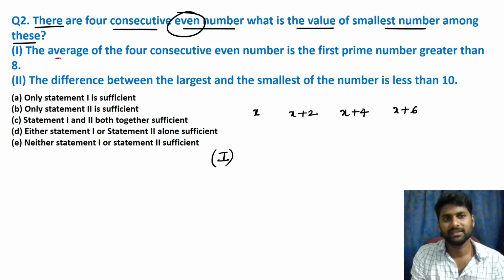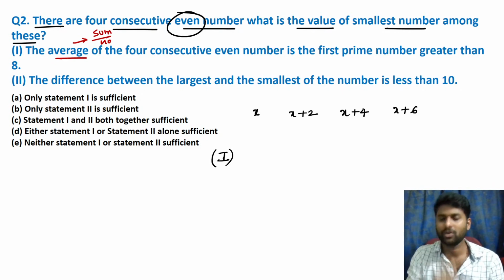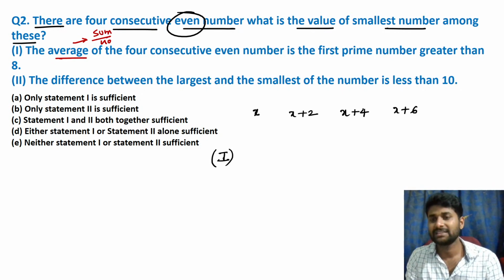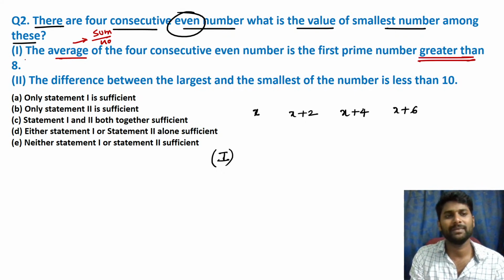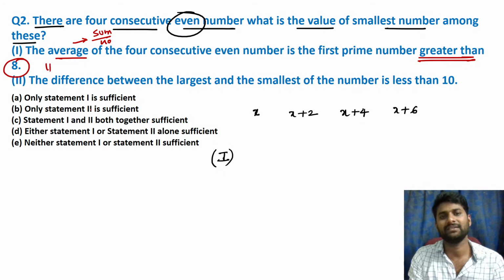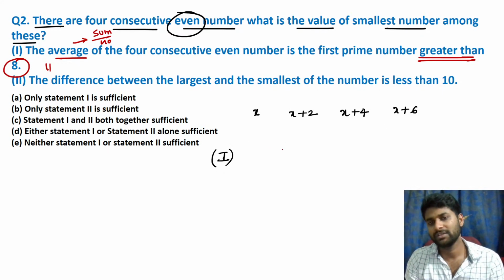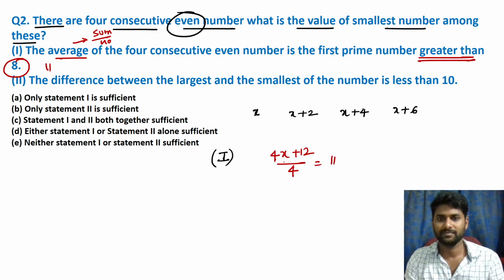You already know that average is equal to sum divided by number. The average of the 4 consecutive even numbers is the first prime number greater than 8. The first prime number greater than 8 is 11. So the average of all these numbers, 4x plus 12 divided by 4, is exactly equal to 11. Now you can cancel the 4: 4 ones are 4, 4 threes are 12, so x plus 3 is equal to 11.